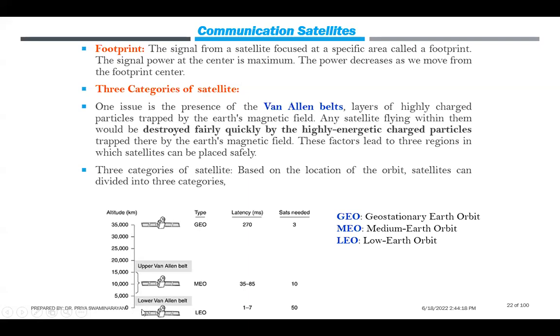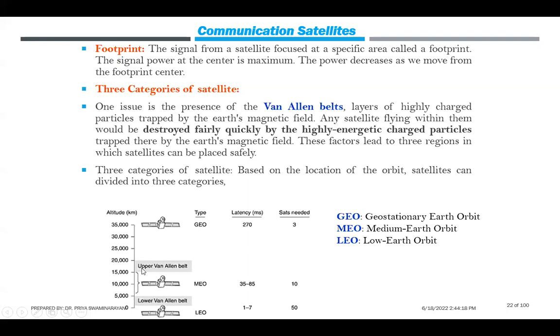The first category is below the lower Van Allen belt. This part is known as LEO. LEO is nothing but low Earth orbit. The second category is between the lower Van Allen belt and the upper Van Allen belt. This region is known as MEO. It's a medium Earth orbit.